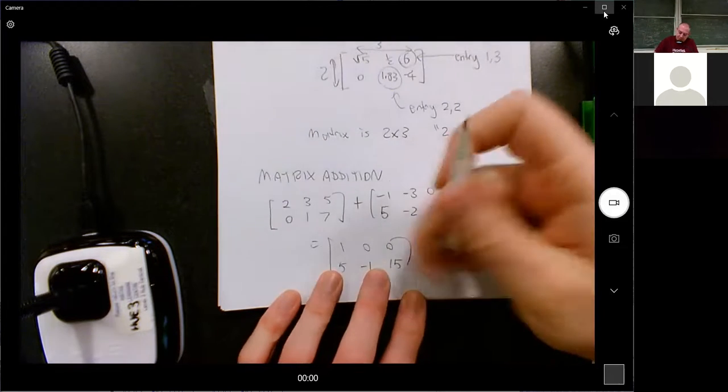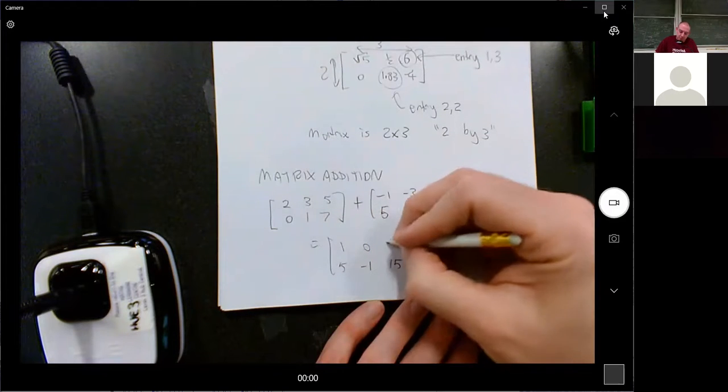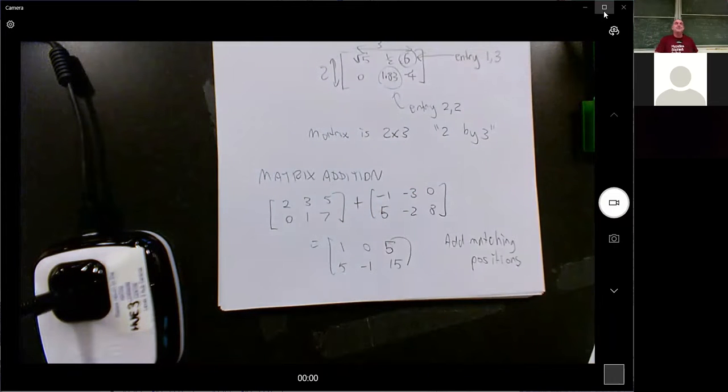Oh, that's supposed to be a 5. Is that what you're saying? Yep, good move. Thank you. Never trust a pure mathematician with actual numbers.